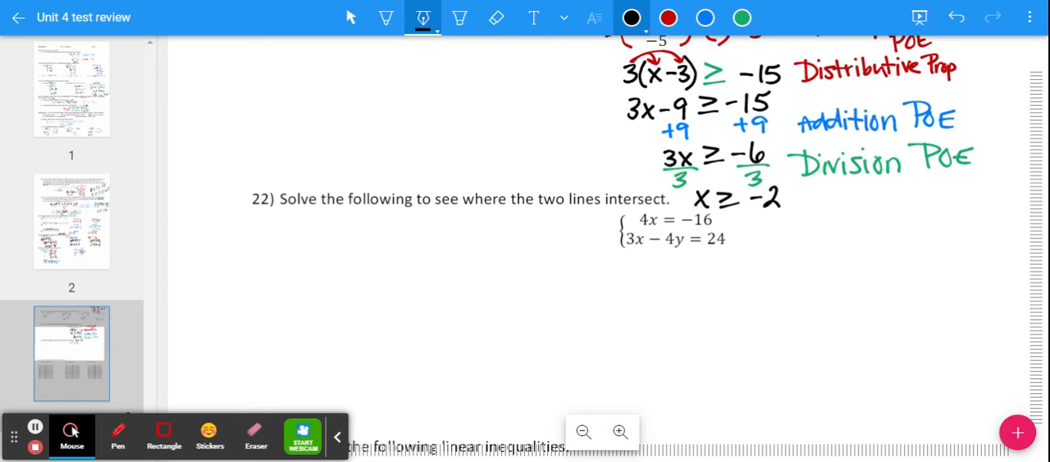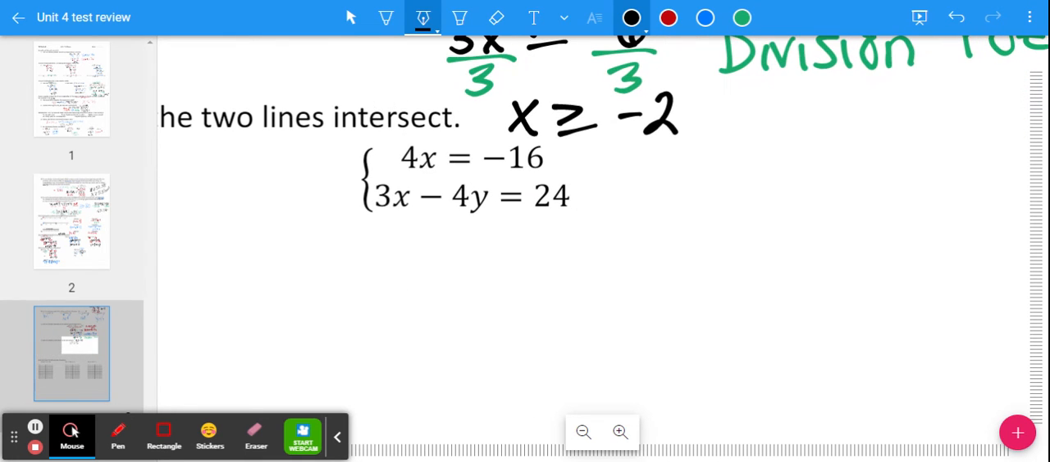So the next one says solve the following to see where the two lines intersect. So on this, the very first thing you have to do is we want to get one of the variables by itself. So I'm going to solve this top equation for x.